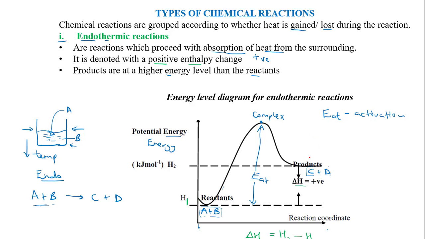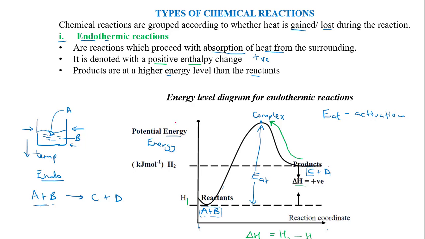For the backward reaction, if we want to convert CD back to AB, we shall have to overcome this new energy barrier. So this will be the activation energy in this case. Briefly, this is some good introduction to energy level diagrams.